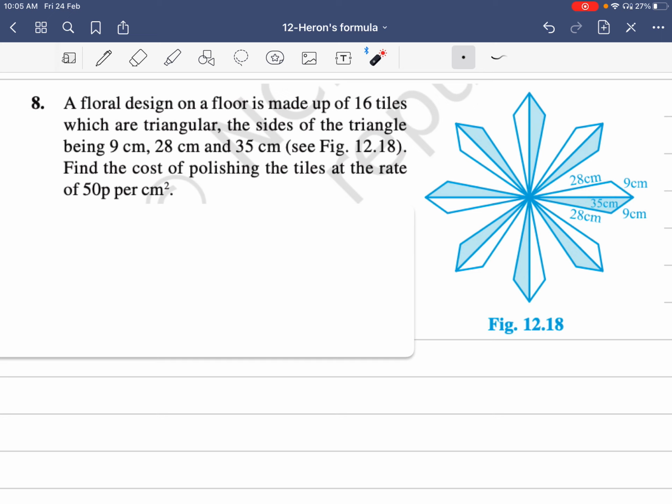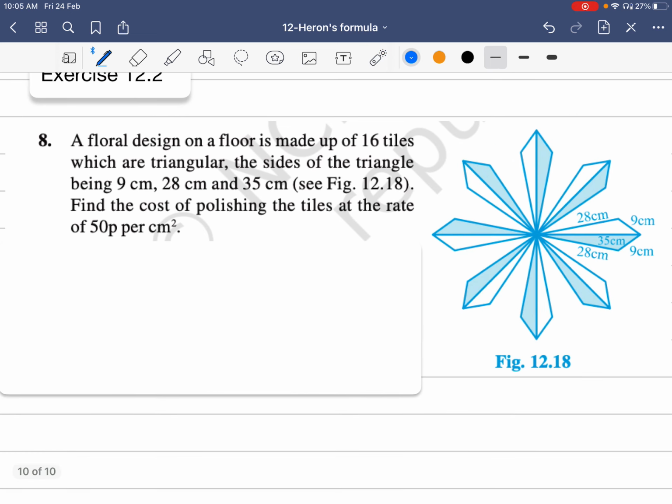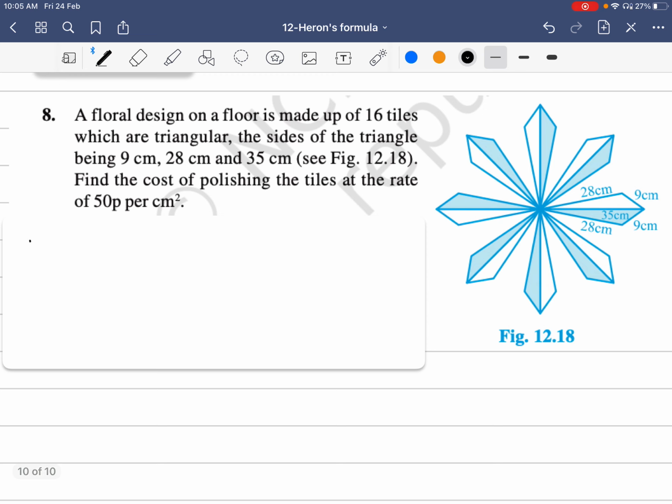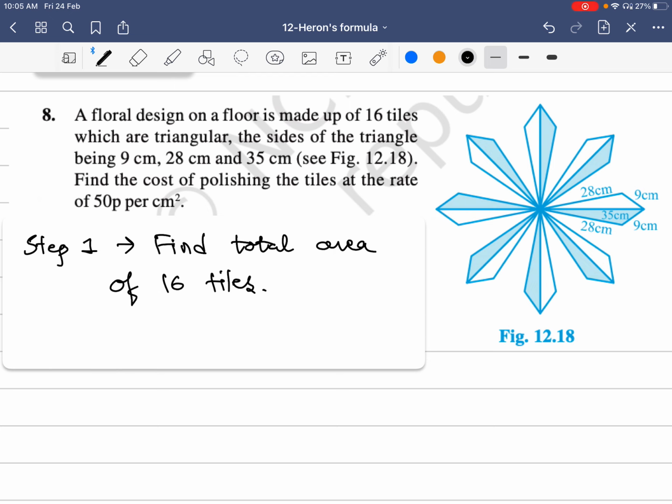Find the cost of polishing the tiles at the rate of 50 paise per centimeter square. So we have to find the total cost of polishing these tiles, 50 paise per centimeter square. So step 1 will be to find the area of this whole 16 tiles. Let me quickly make a note of it. Step 1, find the total area of 16 tiles. Then step 2 is just going to be that area multiplied by 50 paise, and that will give us the total cost.